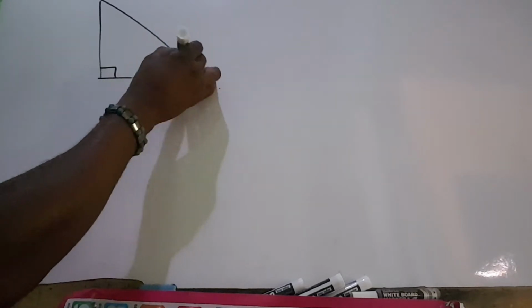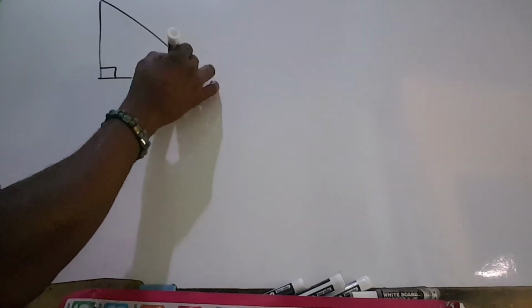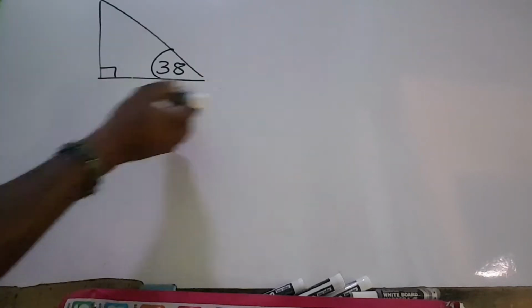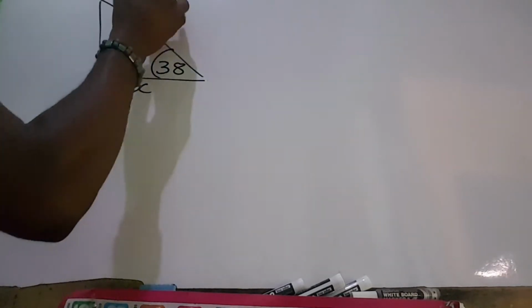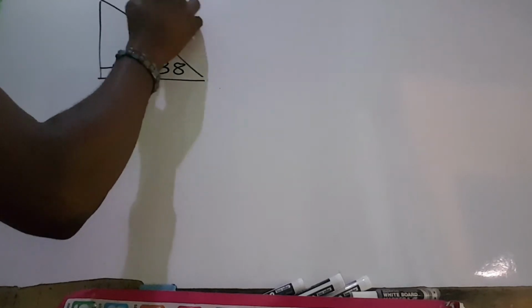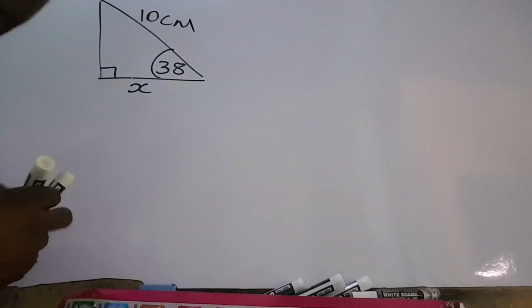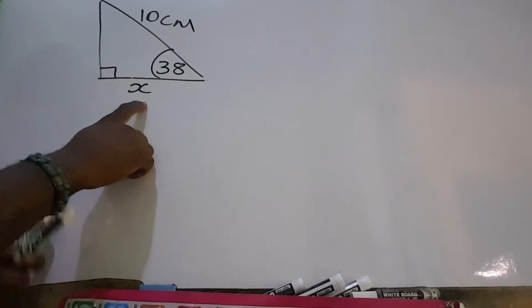The right angle triangle, meaning let's just say we're given some sides and angles, and this is what we intend to find, and we have, say, 10 centimeters. All right, so here's number one.